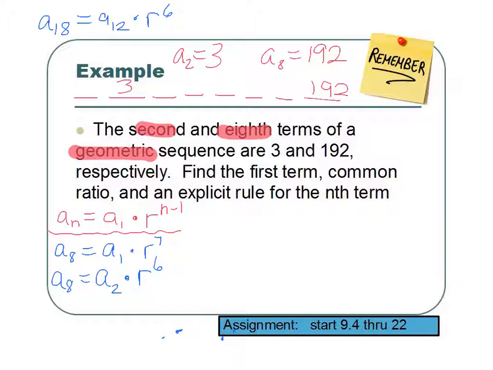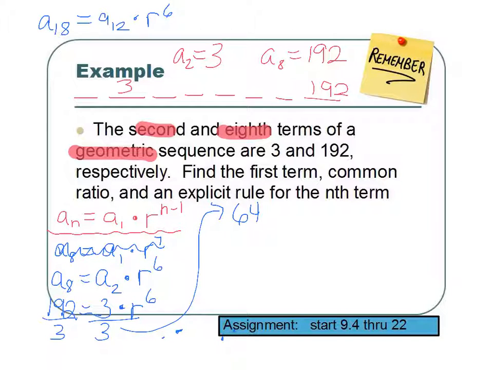Now, I don't have to do anything else with this. This one's not helpful to me because I don't know the first term. This one is, because I know these things. The 8th term is 192. The second term is 3. Now I don't know r, but it's to the 6th power, and I bet I could find that. So let's divide by 3. 192 divided by 3 is what? That's 64 equals r to the 6th power, and take the 6th root of both sides, and the 6th root of 64 is 2.